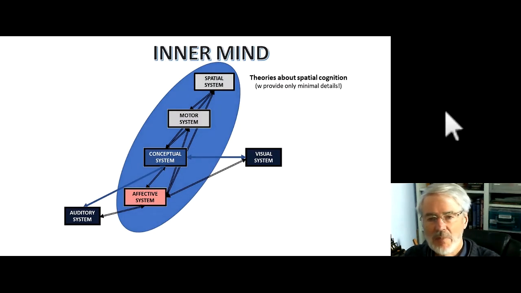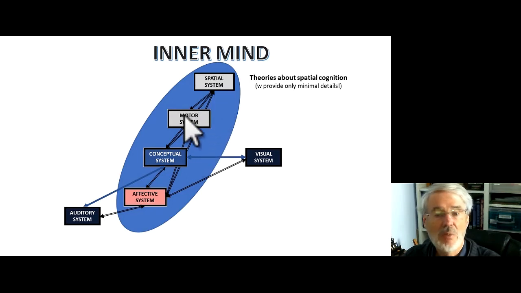Okay, and the inner mind in the modular cognition framework consists of 4 new additional cognitive systems. I'm actually only going to deal with these 2. These are the most important ones for our purposes here in this series.